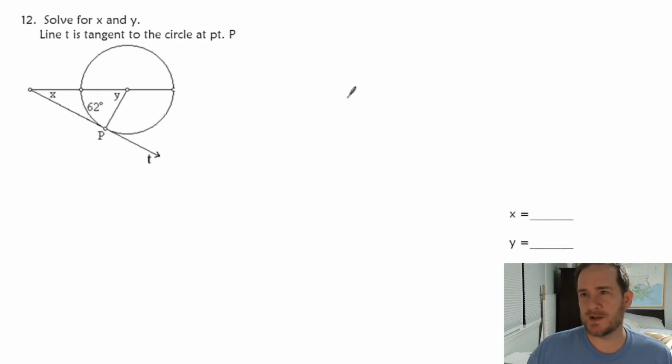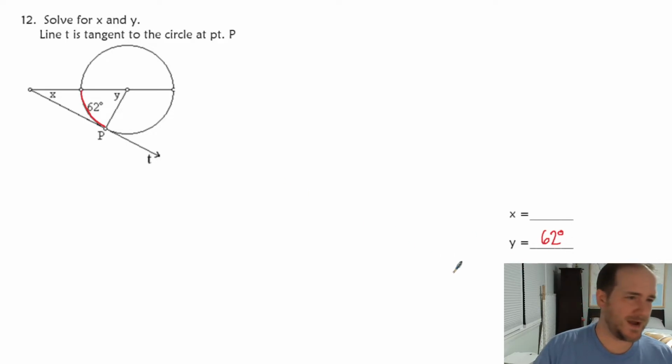Moving on. Let's do 12. So this is another problem that we could do 2 ways. What do we know? That 62 is trying to be this arc. I don't know if you could tell that or not, but the 62 is this arc. So that makes solving for y pretty darned easy because angle y is a central angle, and central angles are equal to the arcs that they cut.